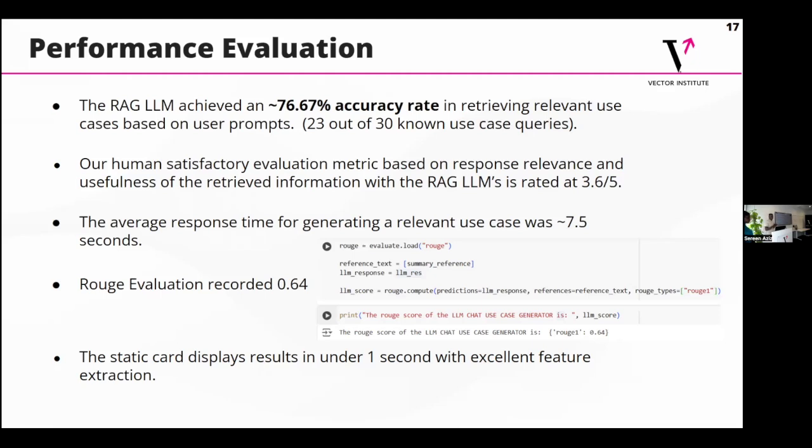One important metric that we also used was the ROUGE evaluation. This was very important to us because it works by taking one sentence and comparing it to the original sentence. So take the first sentence as the response of the model, and the second sentence as the actual use case. Basically, it checks the overlap of the response with the original text. We recorded 0.64, which is actually greater than average, and so it is good. For our static card, the results were pretty fast, under 1 second.